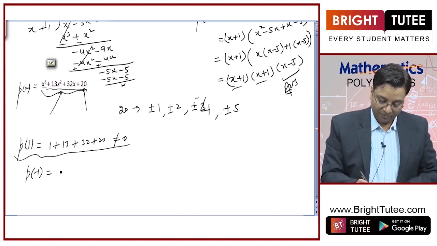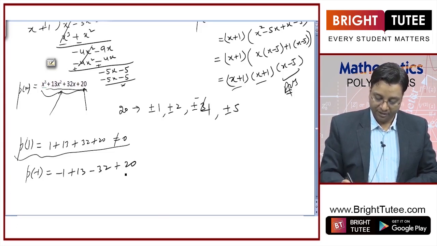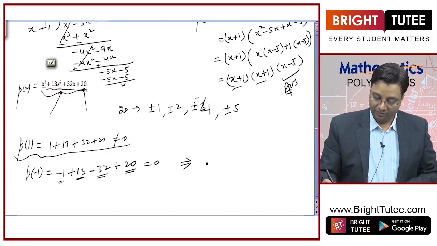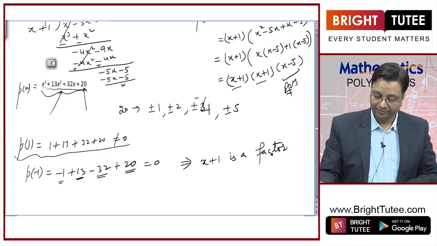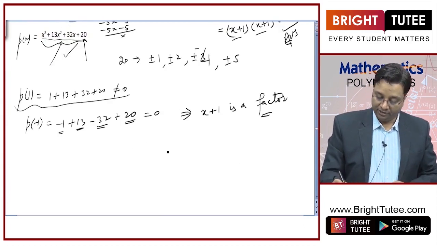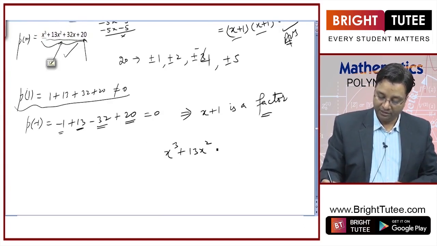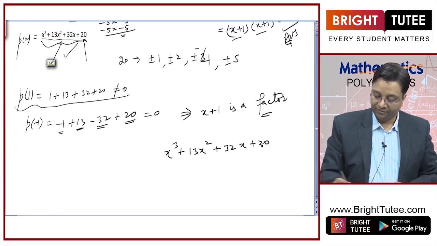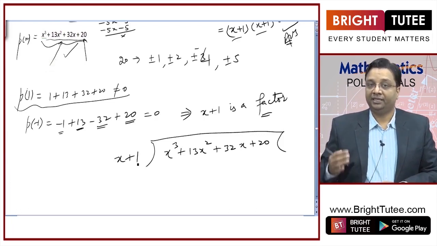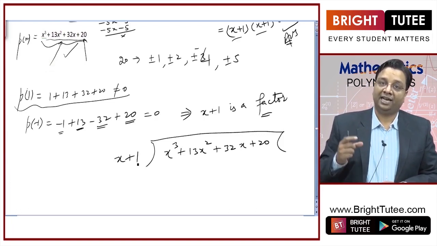So p of minus 1 is minus 1 plus 13 minus 32 plus 20. So 20 plus 13 is 33, 33 minus 1 is 32, 32 minus 32 is 0. So by using the factor theorem we can say x plus 1 is a factor, and if x plus 1 is a factor of this, we can divide this cubic, x cube plus 13x square plus 32x plus 20, by x plus 1, right? And it will divide it completely, leaving me with a quadratic polynomial as quotient.